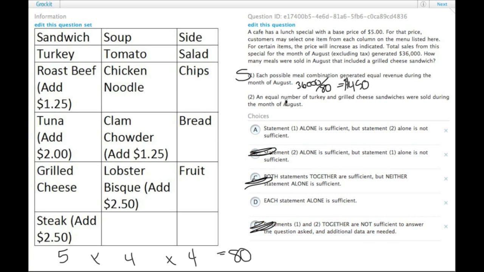Statement 2 tells us that an equal number of turkey and grilled cheese sandwiches were sold during the month of August. So these two numbers are equal, but we don't have any numbers at all to back it up. And without knowing that there's the equal revenue, like we have from statement 1, we really have no way of getting to that final solution of number of grilled cheese sandwiches from statement 2, so it's insufficient on its own. So we get rid of D and select answer choice A.